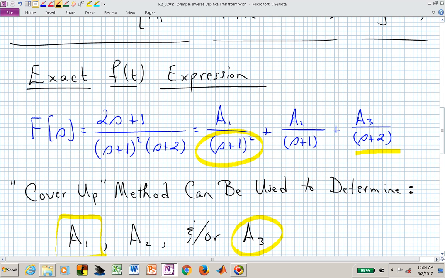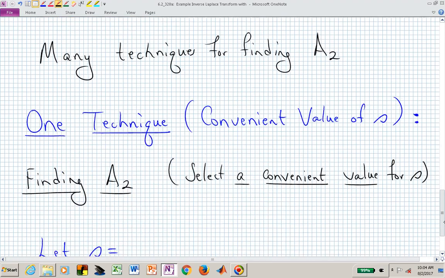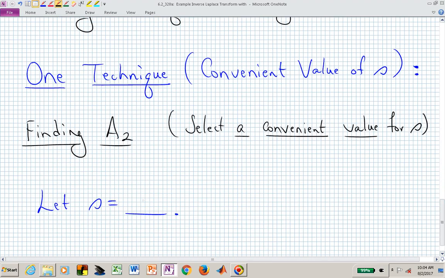In this case, we could put in s equal to 0, and that causes a lot of these pieces to vanish, but we still need to keep track of a sub 1 and a sub 3 and what we've numerically calculated those to be. So let's go ahead and select a convenient value of s to be 0.